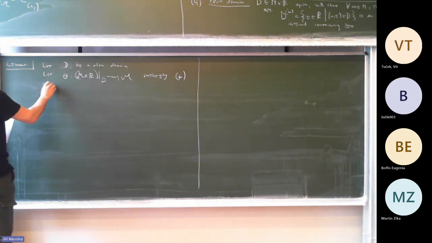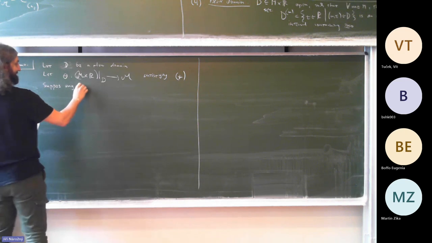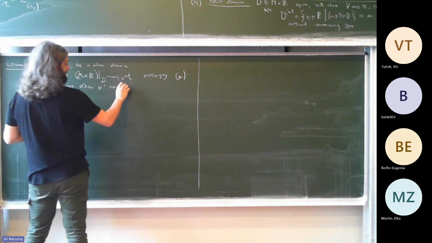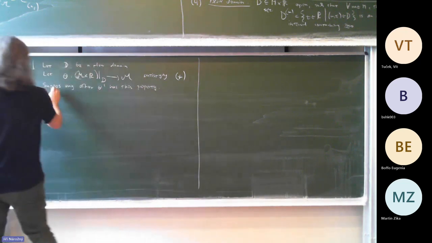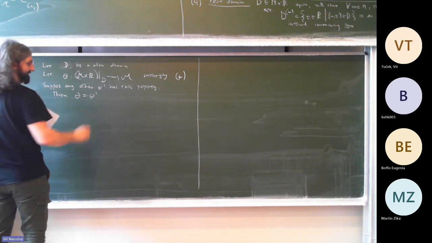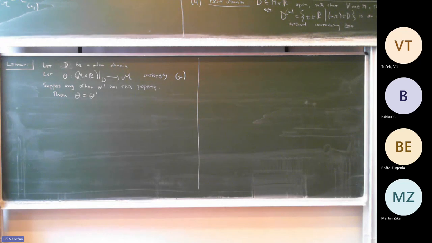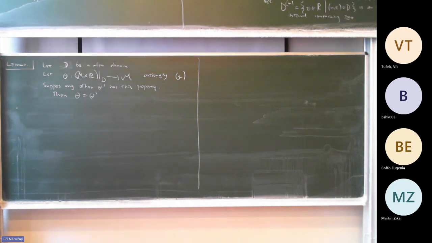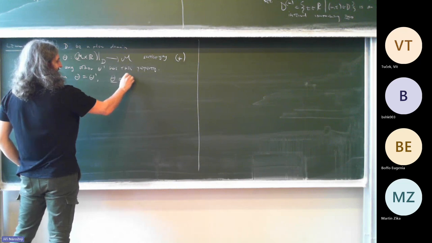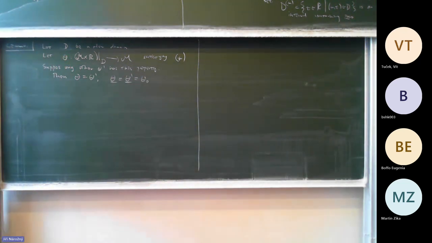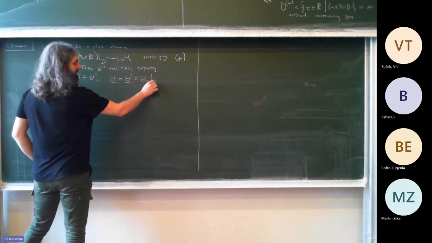And suppose any other theta prime has this property. Then theta is equal to theta prime. So anytime you find solutions to this system on any flow domain, and they are two different ones, then they have to be equal. Maybe I should add here, just to be on the safe side, that the underlying map of theta is theta 0, because it's fixed for all this discussion anyway.